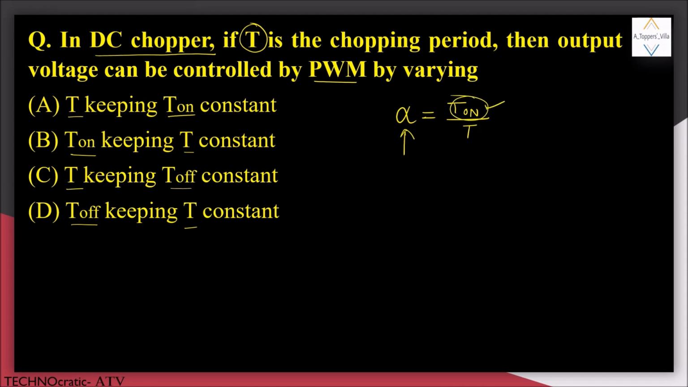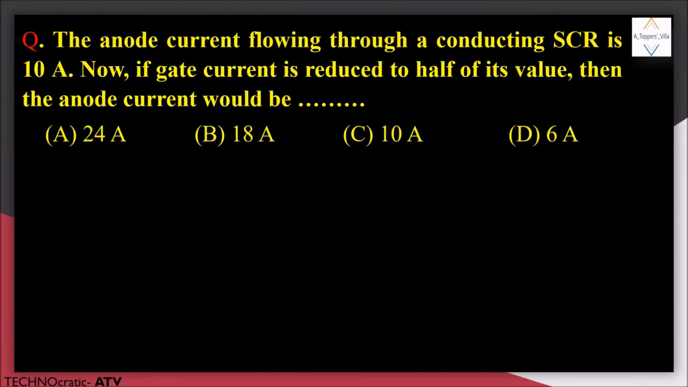And this T on can be varied with the help of pulse width modulation technique. Hence we can say that the output is controlled by varying T on, keeping T constant. So the option which will be correct will be option D. By varying T on, keeping T constant, we can vary the chopping period of a DC chopper.